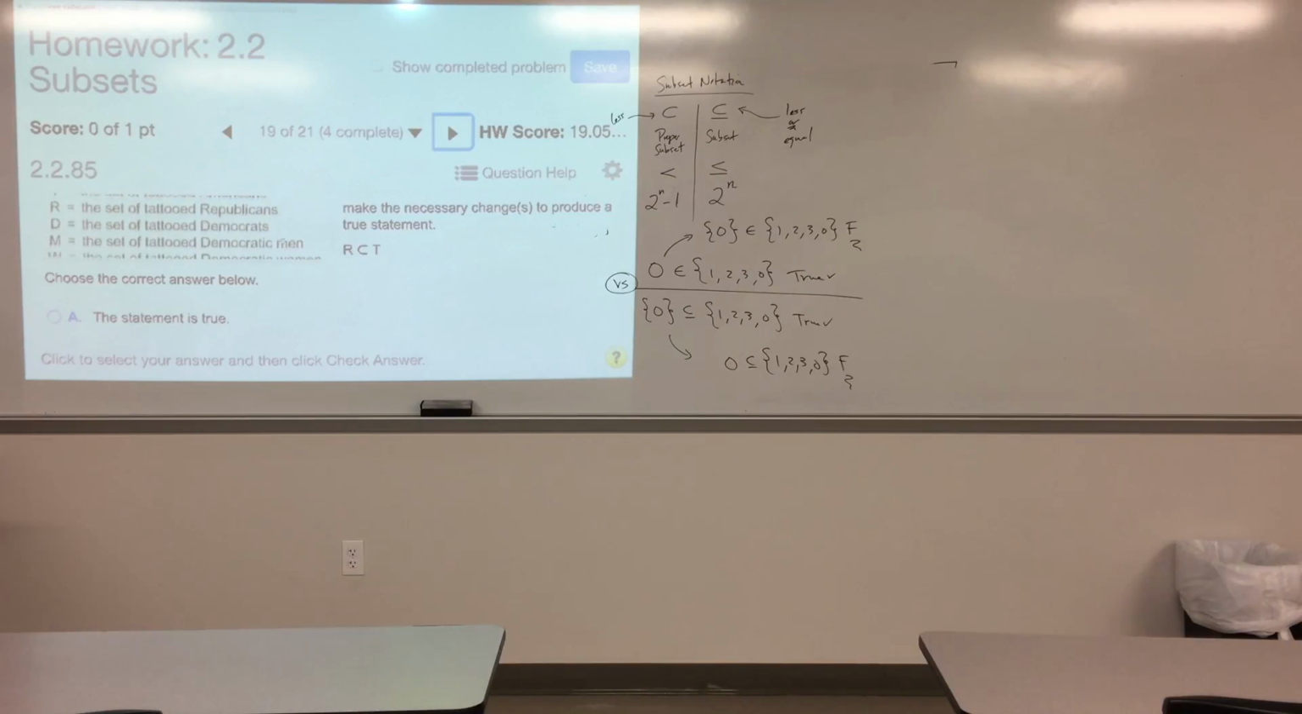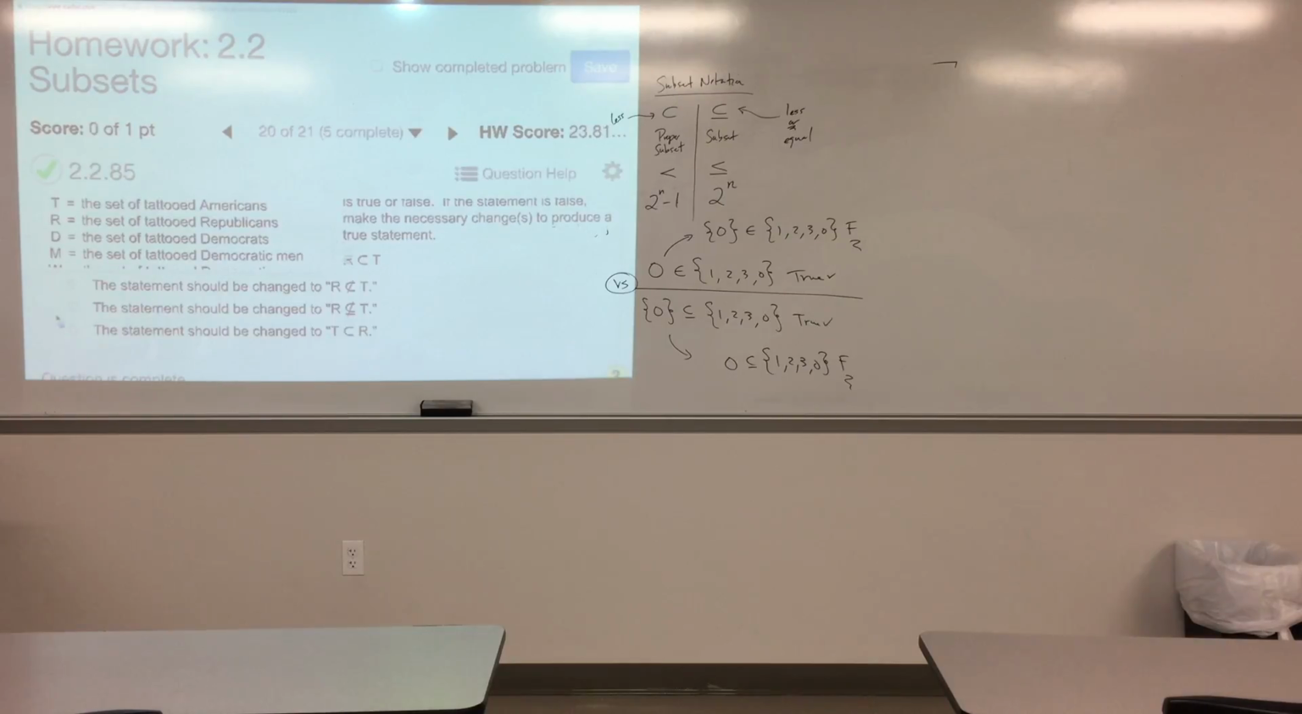So we need to go over here and look at the key. The key to this chart says R is the set of tattooed Republicans. T is the set of tattooed Americans. So therefore, what their claim is that the set of tattooed Republicans is a subset of all tattooed Americans. And that would be true, because if you looked at all the Americans, you could find also all the Republicans within that. So this is true. This statement is true. Let's move on to the last question of the day.